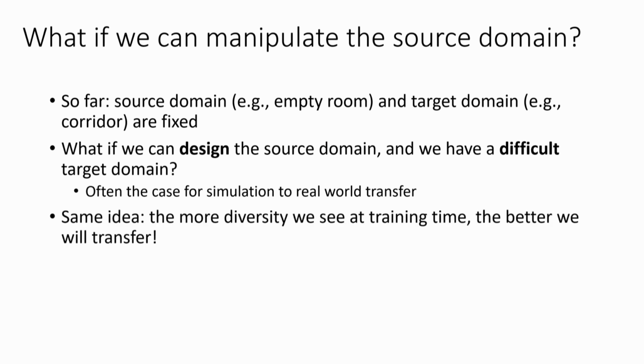The idea at a high level is actually going to be very similar. The more diversity you see during training, the more likely it is that transfer will succeed. So essentially, if you see a wide variety of different situations in the source domain, you're more likely to see something that will also happen in the target domain. If you see a very narrow range of situations in the source domain, then you might not cover those kinds of situations that the target domain will present to you.